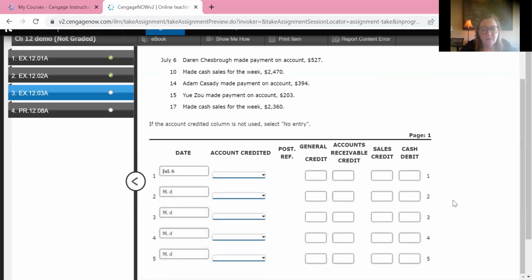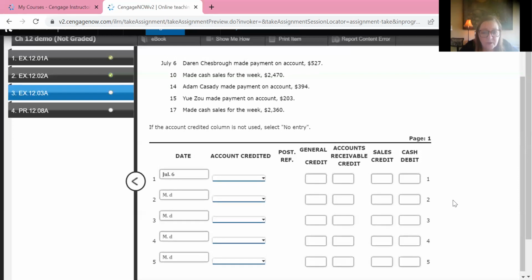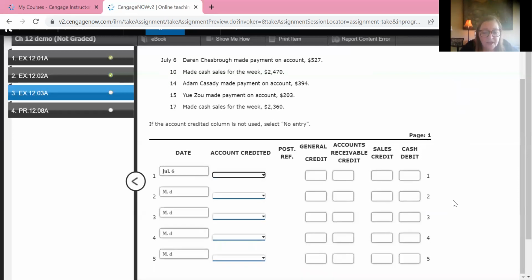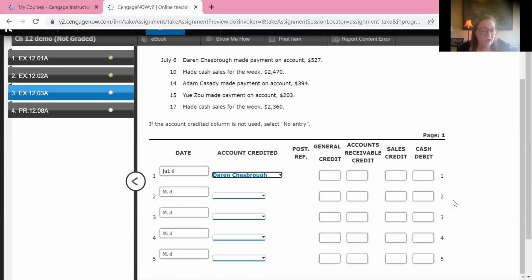The account to be credited, this is number 3. Okay. Let's go ahead and see what we got here. The customer's account is Chesper. And so the entries we would make are just the ones we would need.